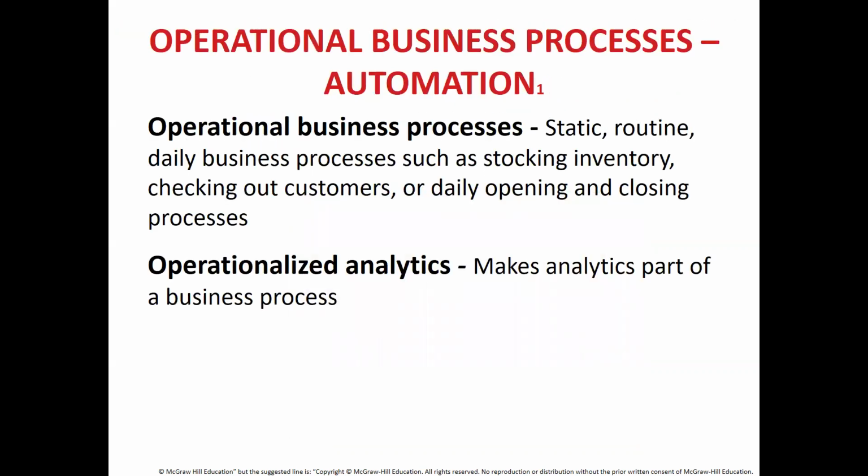Operational business processes, you're looking at automation. Operational business processes are static, routine, daily business processes such as stocking inventory, checking out customers, or daily opening and closing processes. These are daily routines to produce goods and services within the organization, or daily routines that a business generally does. You'll notice that it talks about daily opening and closing processes as well.